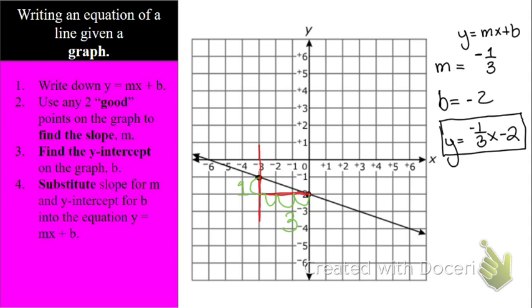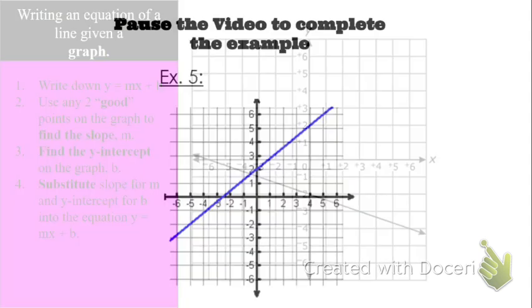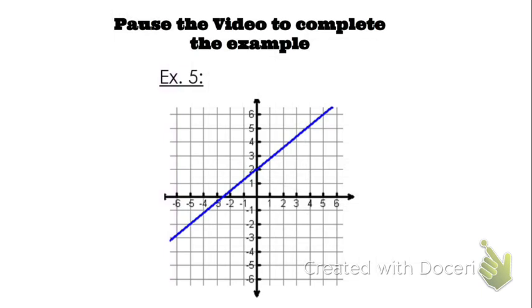So every time you go to write an equation, there are 2 things you look for. That's your slope and your y-intercept. Once you find your slope and your y-intercept, you fill in the missing pieces, which is your m and b in your slope-intercept form, and then you'll have your equation of your line. Now from there, I want you to pause the video at this example. I want you to complete this example.